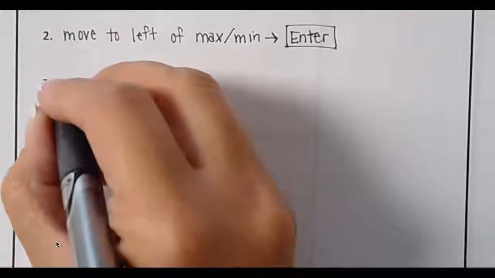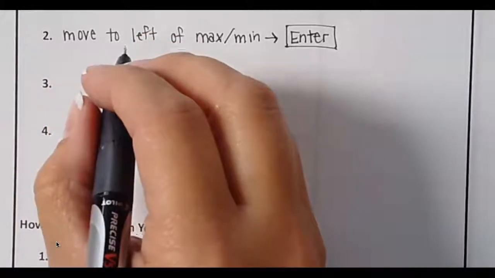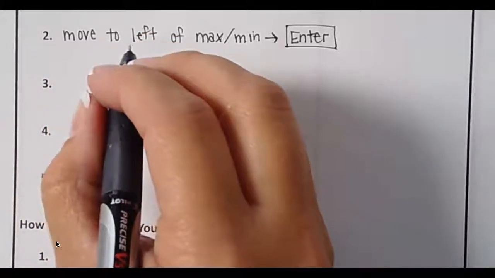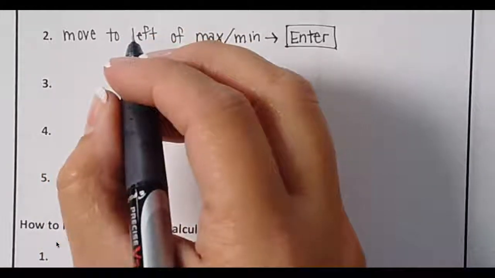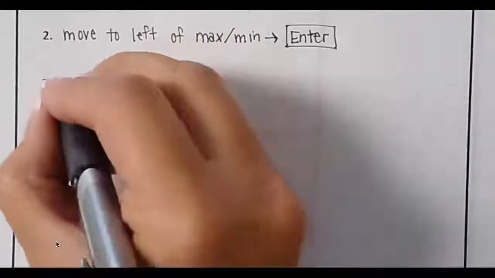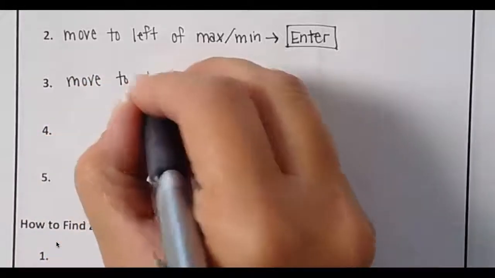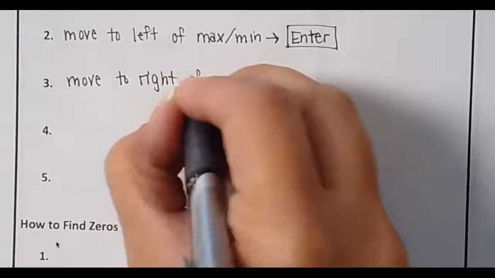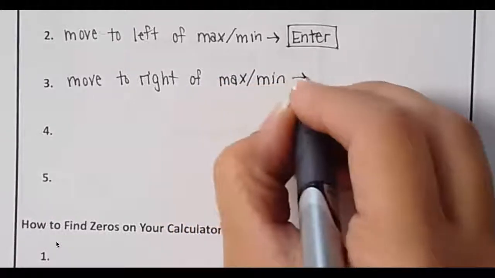You guys, you just move the cursor and hit enter. You can move it like one space, and that's sufficient, because the cursor starts at the minimum, or the maximum in this case. It doesn't always do that. Then you're going to move to the right of the max or the min, and you're going to hit enter again.